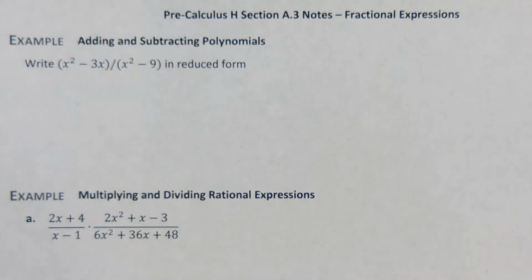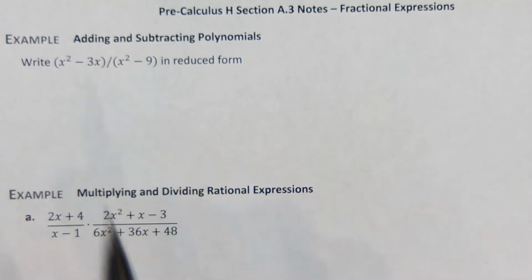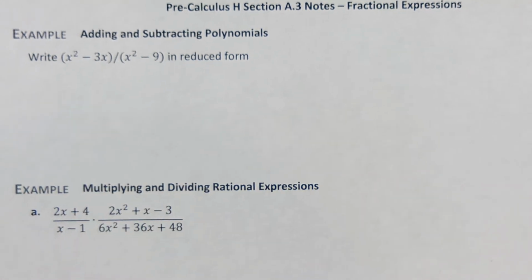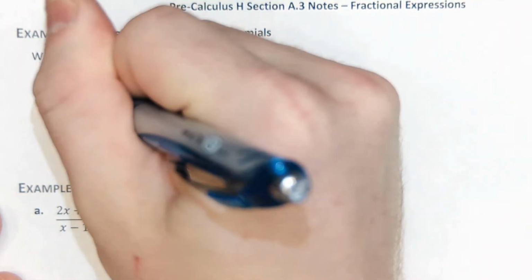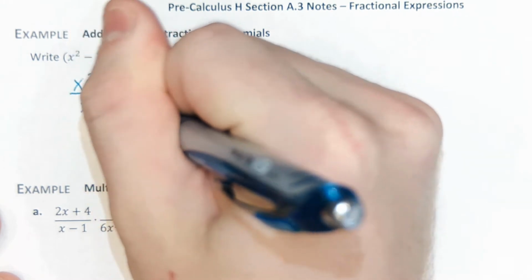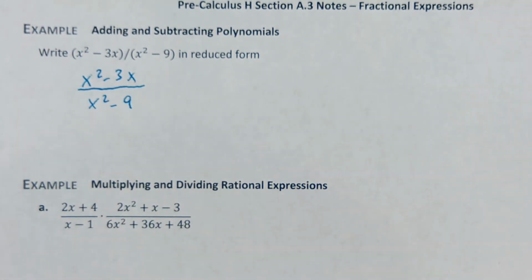No big deal. The first thing we've been told to do is to write this in its reduced form. I hate sideways fractions, so I'll start by writing it as a stacked fraction. And what we're going to be doing is factoring the top and bottom of this thing independent of one another. And then we'll go from there.